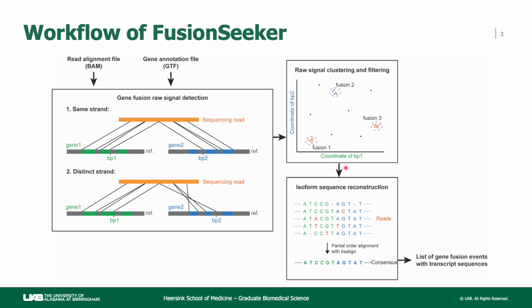And for each individual one of them, we perform the transcript sequence reconstruction step, trying to get the accurate sequences. So we will collect all of the reads supporting the gene fusions that also contain the sequence from both genes, and we will perform the partial alignment using the BSN line, trying to get the most accurate consensus sequence, which should have no or very few sequencing errors, that can represent this gene fusion event. So eventually we have the output for FusionSeeker, which will be a list of the gene fusion events together with their transcript sequences.